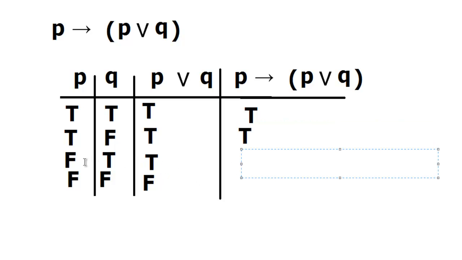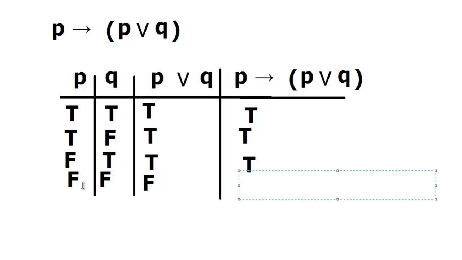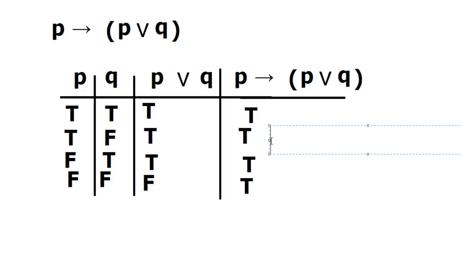Now in this case, P is false, P or Q is true. False implies true is still considered as true. And here both P and P or Q are false, and in that case implication is still true. So the values of this statement stay true regardless of the truth values of its ingredients. We call such a statement a tautology, whichever way you want to pronounce it.